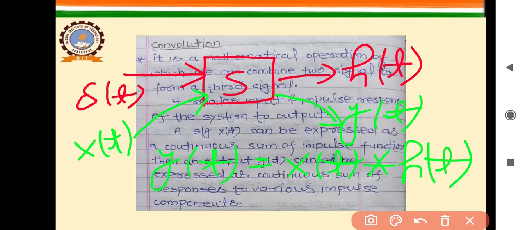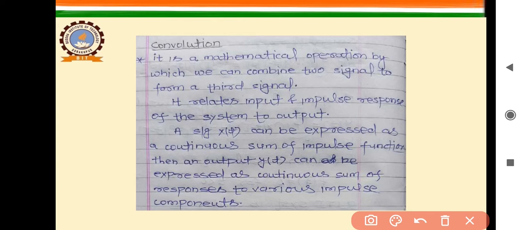So here is another definition. The convolution relates input and impulse response of the system to the output, because output is the convolution of the input signal and impulse response of the system. That's why we can say that the convolution relates input and impulse response of the system to the output. A signal x of t can be expressed as a continuous sum of impulse functions. Then an output y of t can also be expressed as a continuous sum of responses to various impulse components.